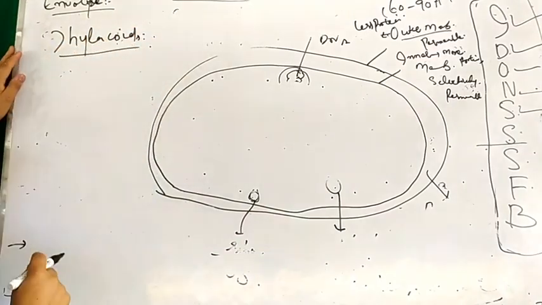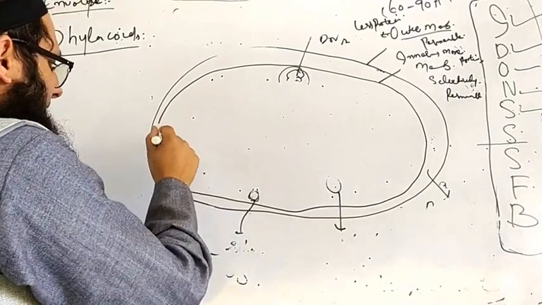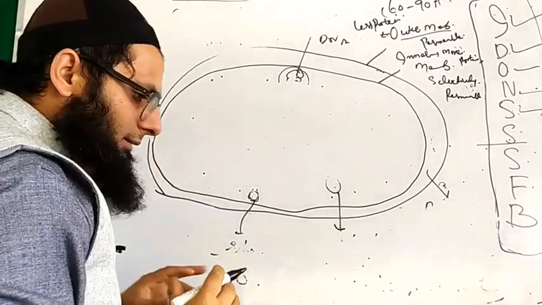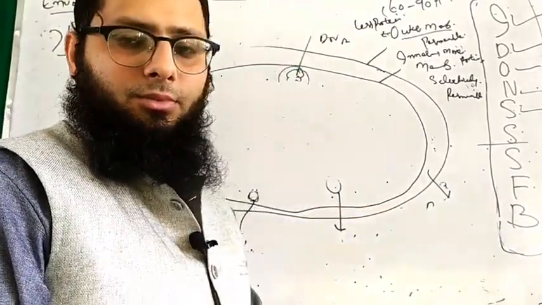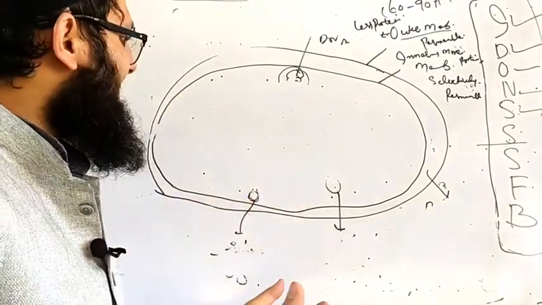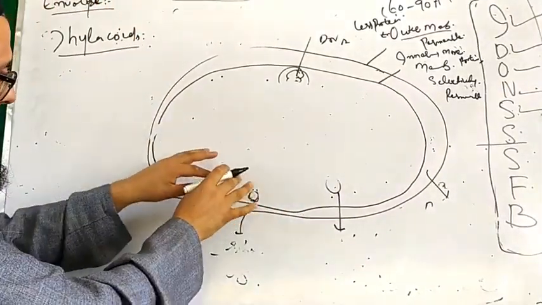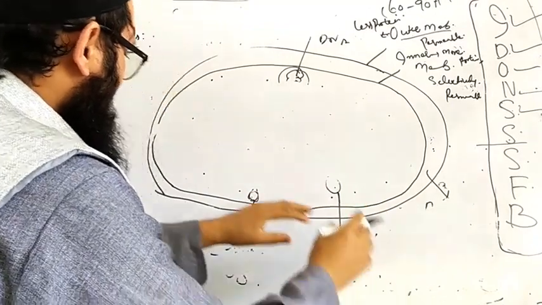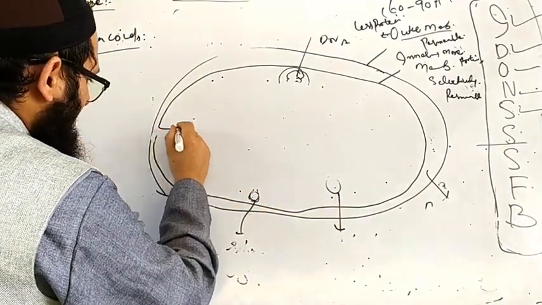These thylakoids are sac-like, membranous structures. They arise from the inner membrane. They originate from the inner membrane, right? Like this.